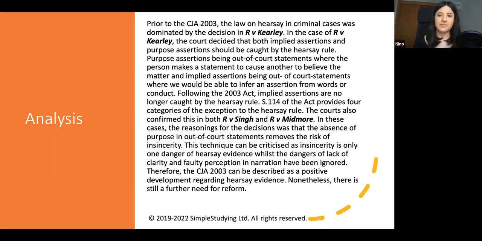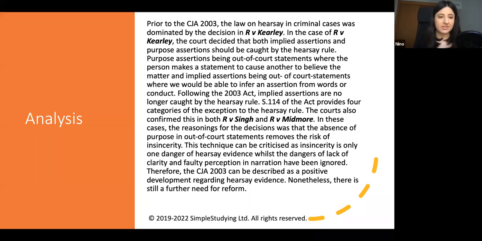Therefore, as you can see, here we have introduced the case law, the case law that took place before the 2003 Act and after the 2003 Act. And we have said what has been held in those cases and what has changed, and provided some critical analysis of the reasoning of the decisions and on what basis it can be criticized.